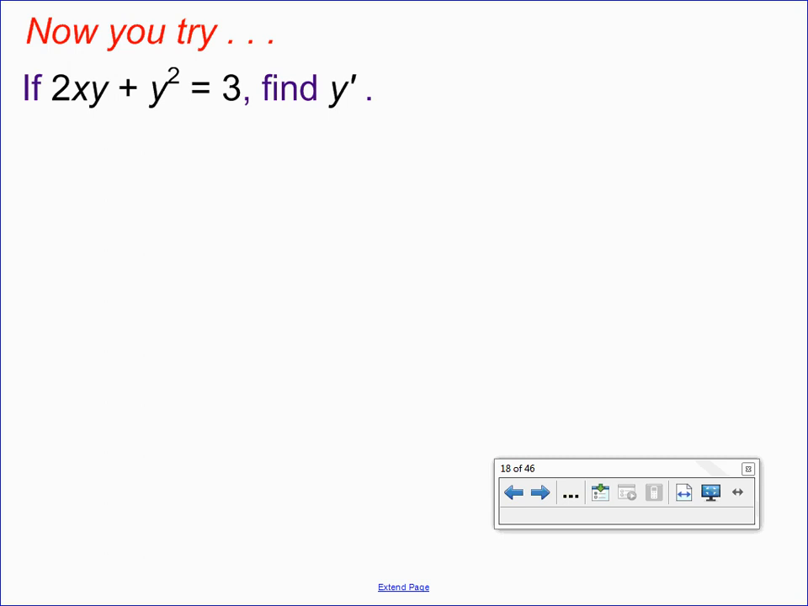It's okay to talk with your partner. Make sure you're using the product rule for that very first term.